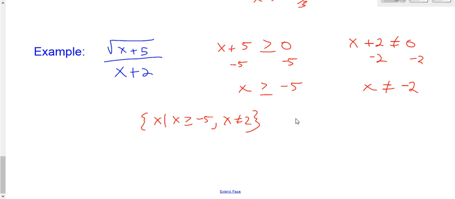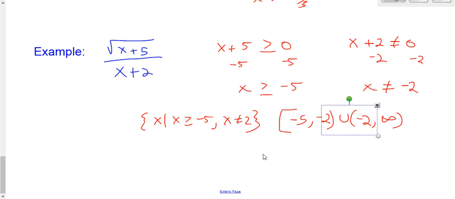And as interval notation, we have to consider the fact that our lowest value listed is -5. We can be equal to it, so it's a bracket. We aren't just going to infinity because we have to skip over the value of -2. So we put comma -2, put a parenthesis there with a union symbol, and then start back at -2 and finally go to positive infinity. And so our interval notation goes from -5 to infinity while skipping over -2. And here's our domain.